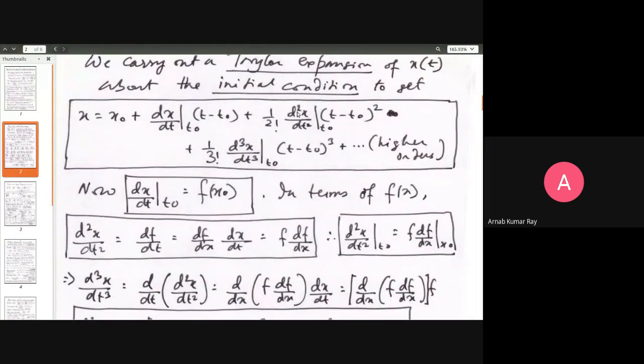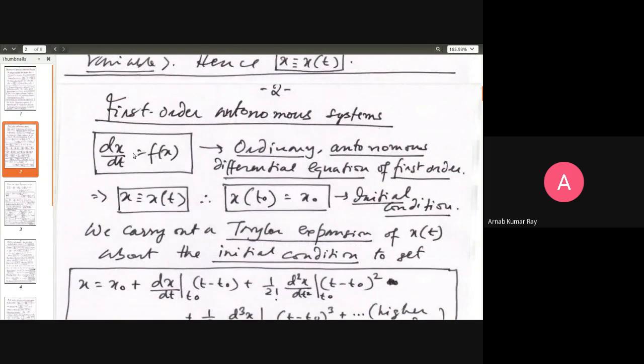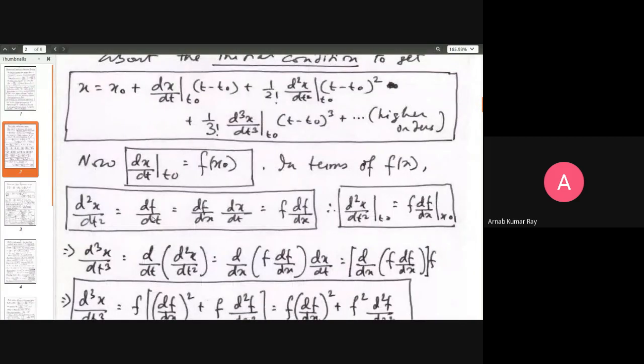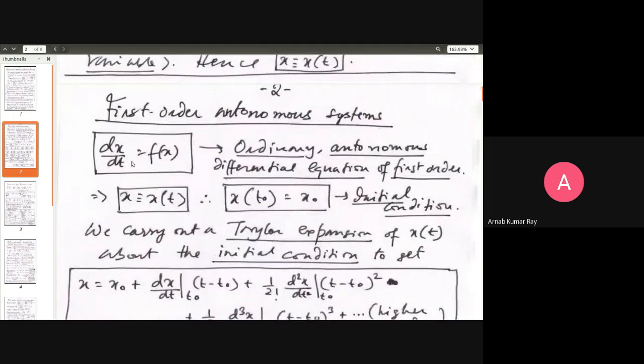Now, what about the second derivative of x with respect to time? d2x/dt squared is equal to, now, dx/dt is equal to f. Therefore, d2x/dt squared will be equal to df/dt. No challenge, I hope. Then you apply the chain rule of calculus. You write df/dt as df/dx into dx/dt. And then you write dx/dt as f as given over here.